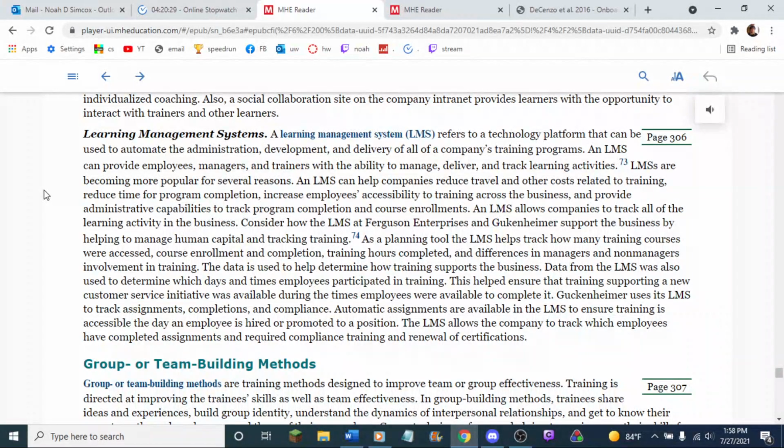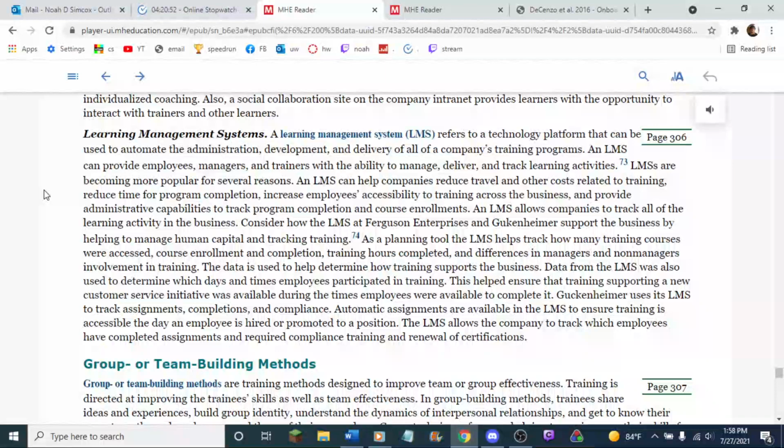Consider how the LMS at Ferguson Enterprises and Google support the business by helping to manage human capital and tracking training. As a planning tool, the LMS helps track how many training courses were accessed, course enrollment and completion, training hours completed, and differences in managers' and non-managers' involvement in training. The data is used to help determine how training supports the business.